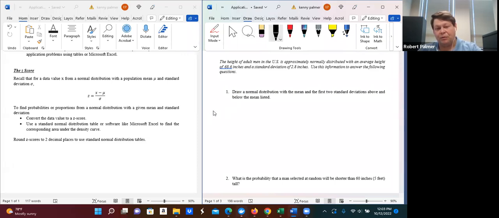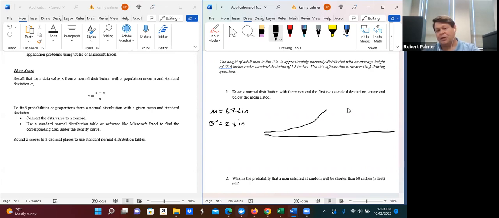Our mu is 68.6 inches, and our standard deviation sigma is 2.8 inches. Remember, 60 inches is 5 feet, so 68 is about 5 feet 8 inches, almost 5 feet 9 inches, the average height of US men. First, let's draw the normal distribution. Remember, it's going to be a bell-shaped curve. Here in the middle is 68.6. That's our mean.